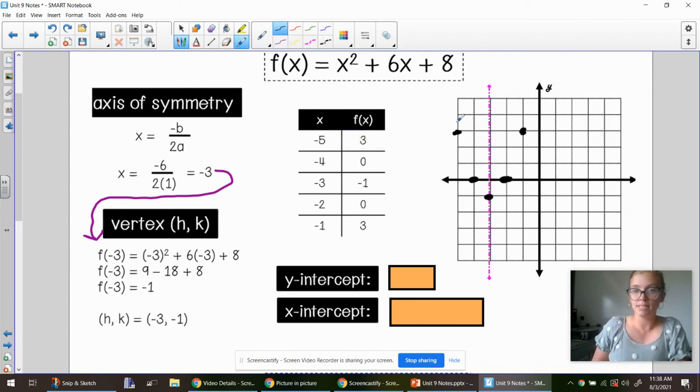I'm going to go ahead and connect my dots. Here is, ooh, that was not very good. Here is my parabola.